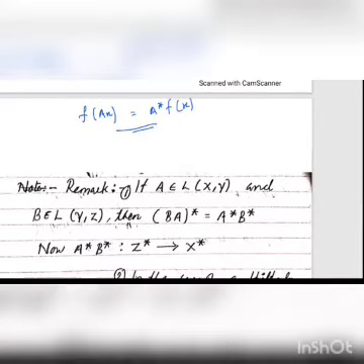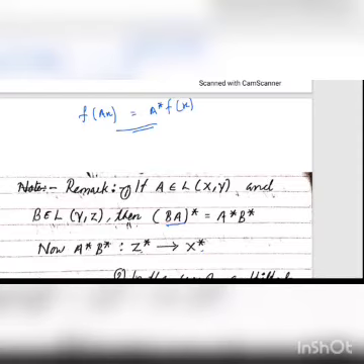So remark 1: if A belongs to L of X, Y, that is a linear operator from X to Y, and B belongs to L of Y, Z, then (BA) star is equal to A star B star. Now A star B star is defined from Z star to X star. When you find the dual of a product, it should be equal to the dual of each of them in the reverse order.